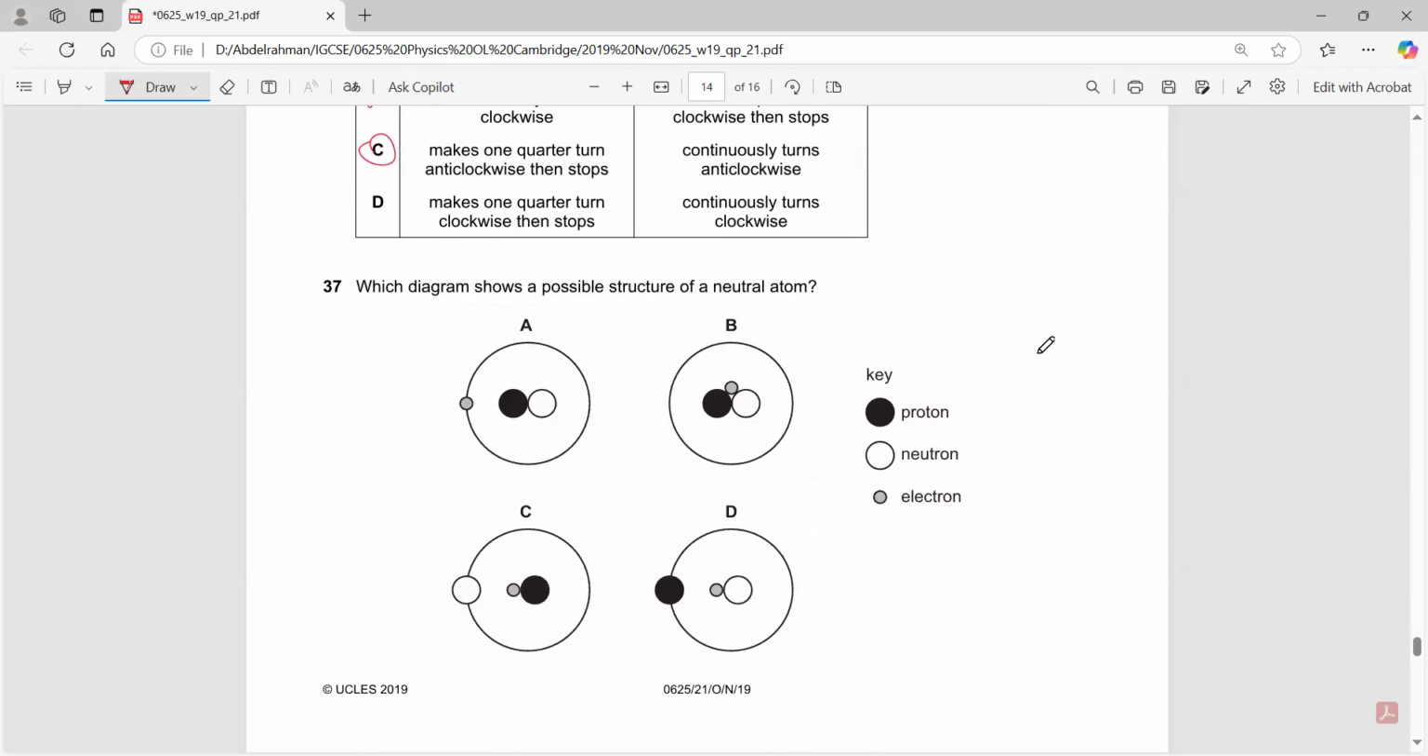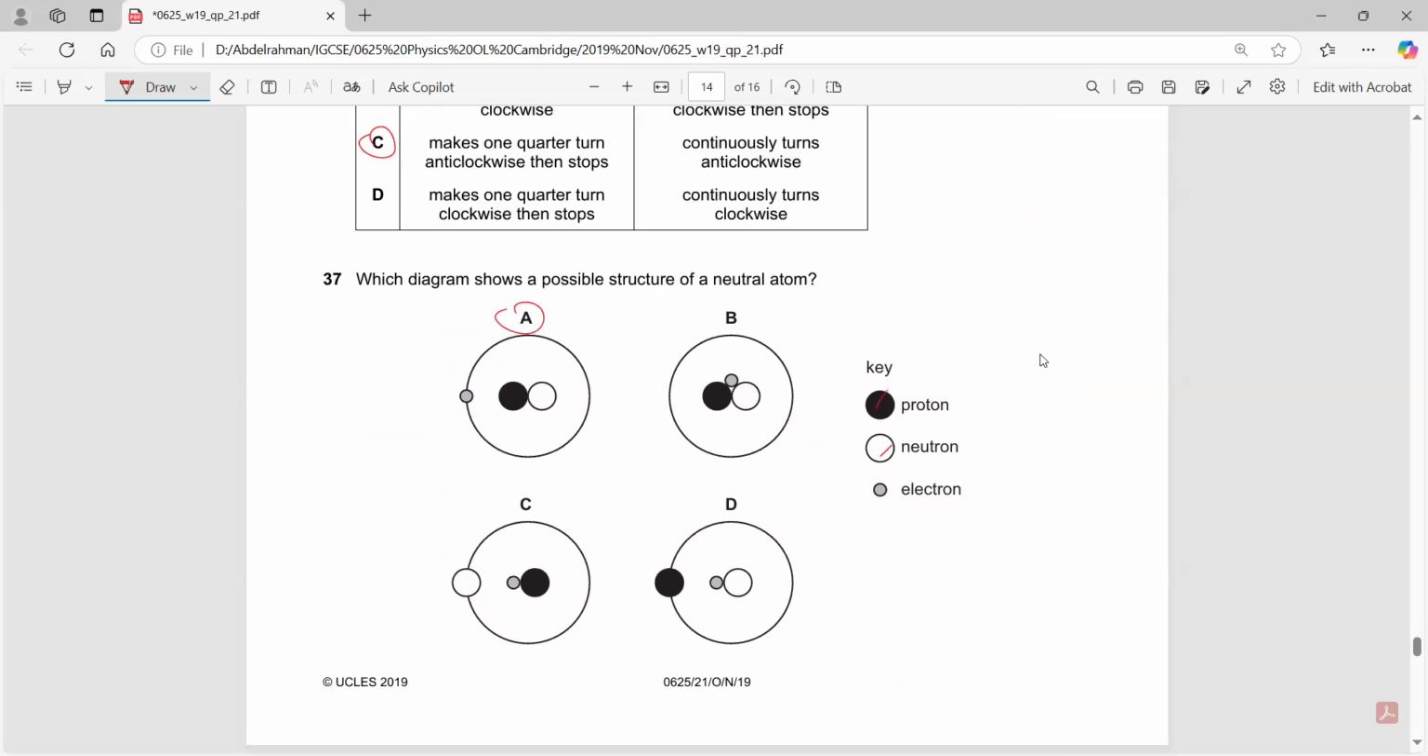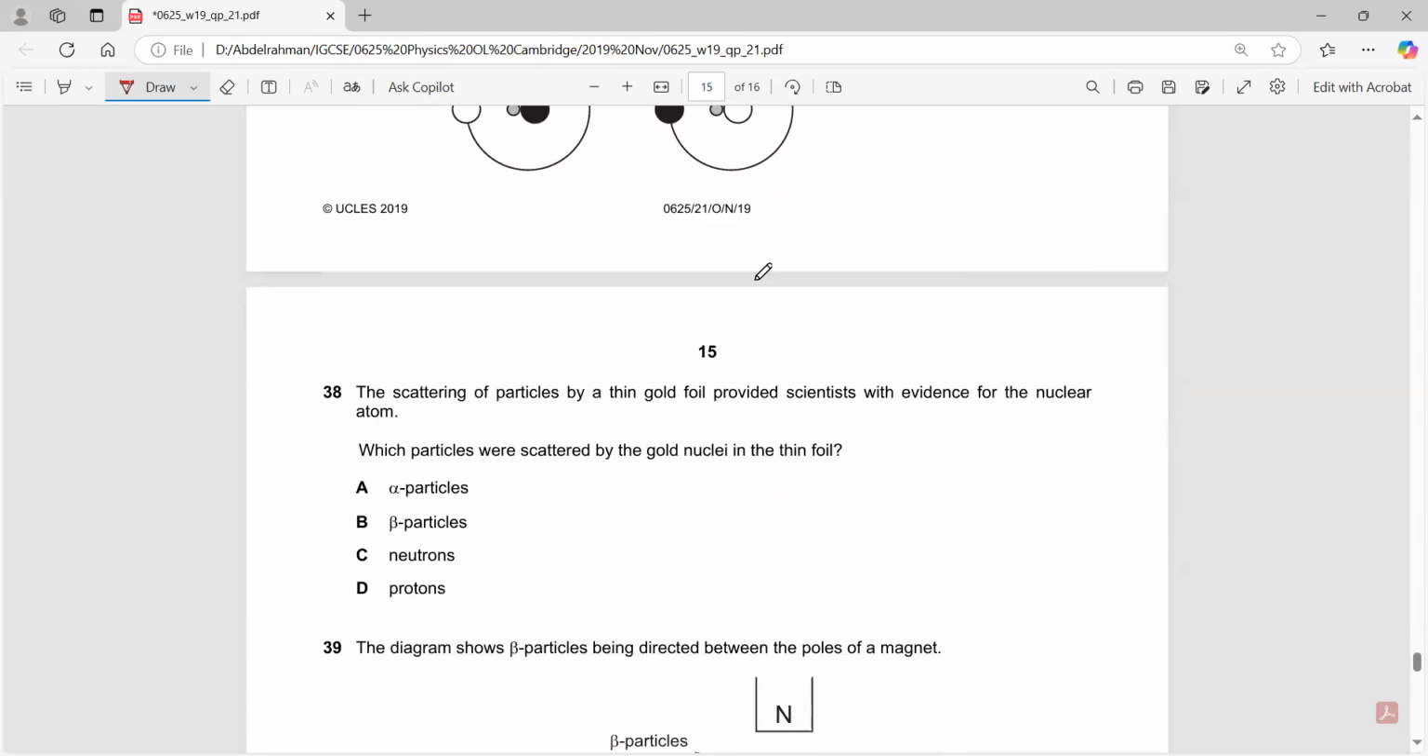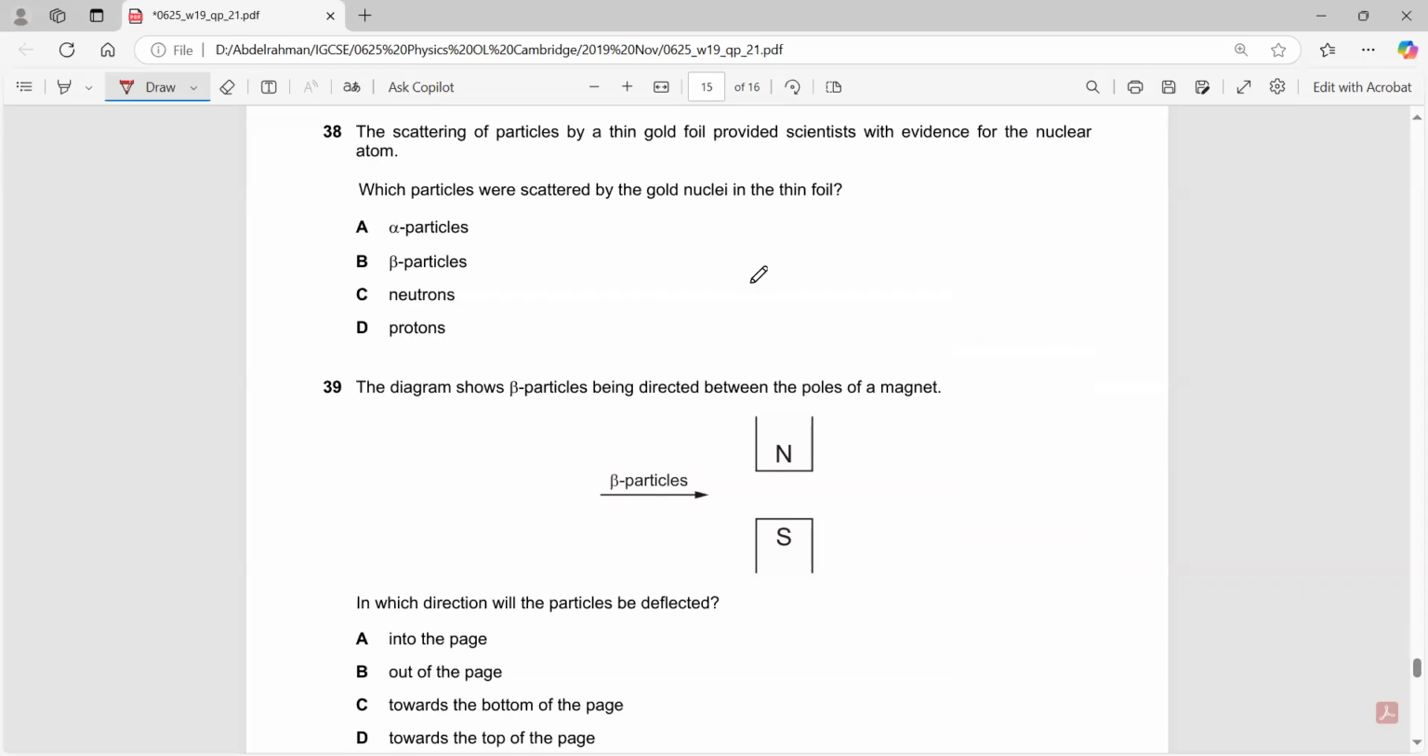Which diagram shows a possible structure of a neutral atom? Definitely it's A. The protons and neutrons are in the nucleus. Question 38. The scattering of particles by thin gold foil provided scientists with evidence. What particles were used? The particles were the alpha particles.